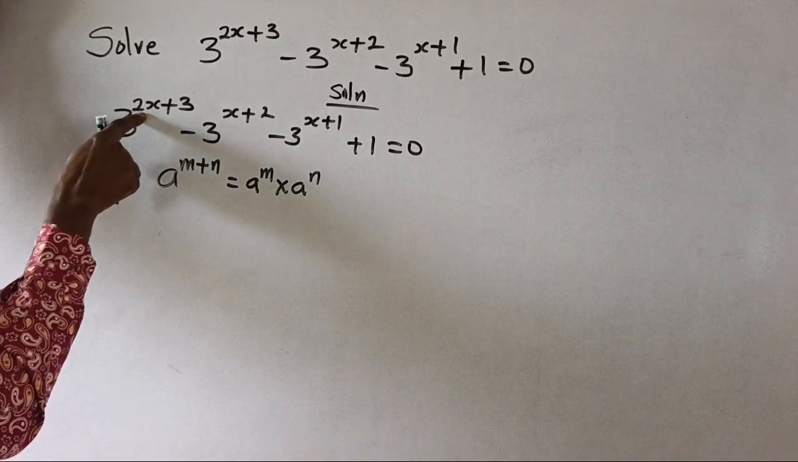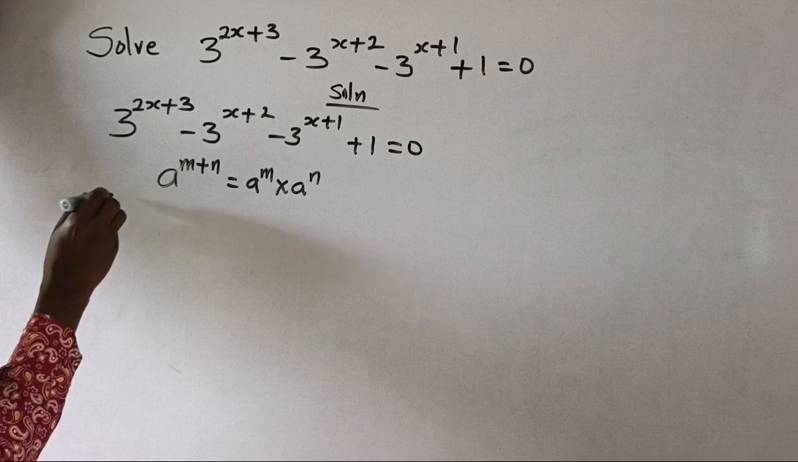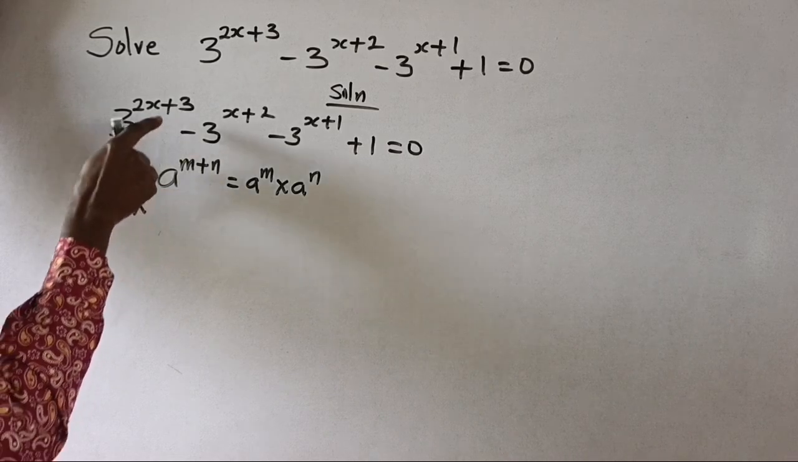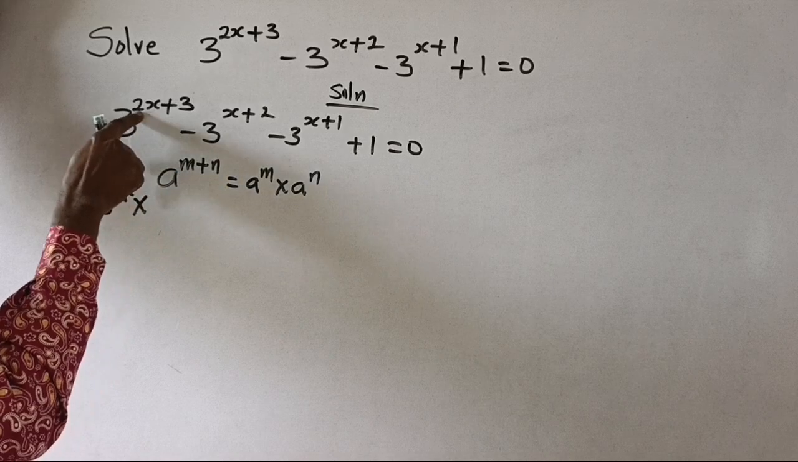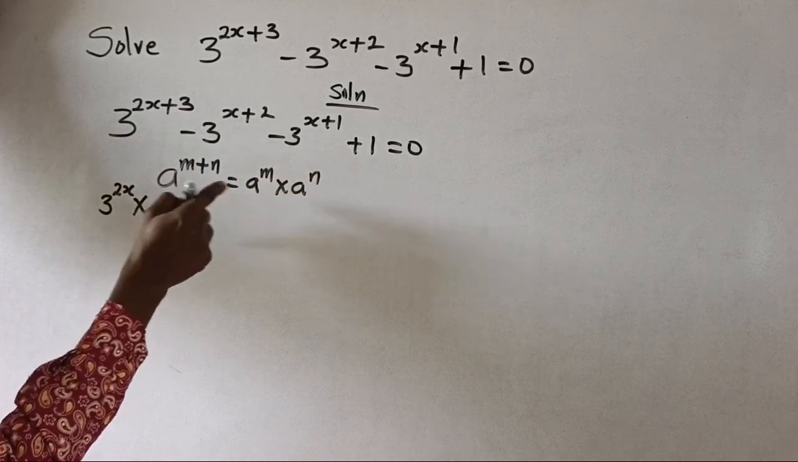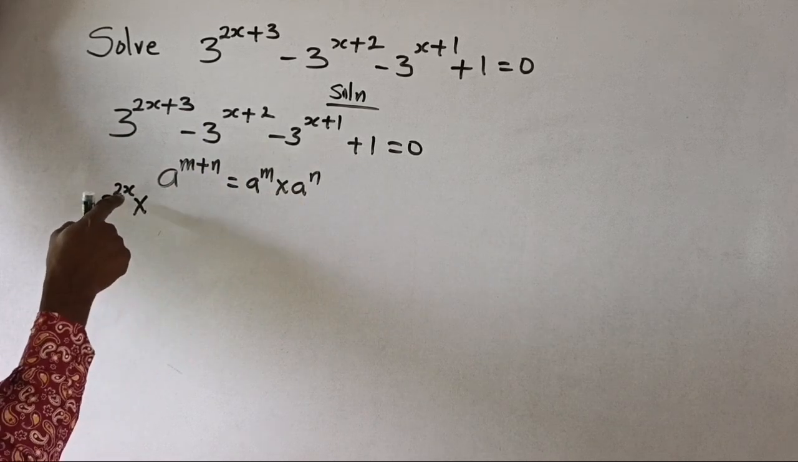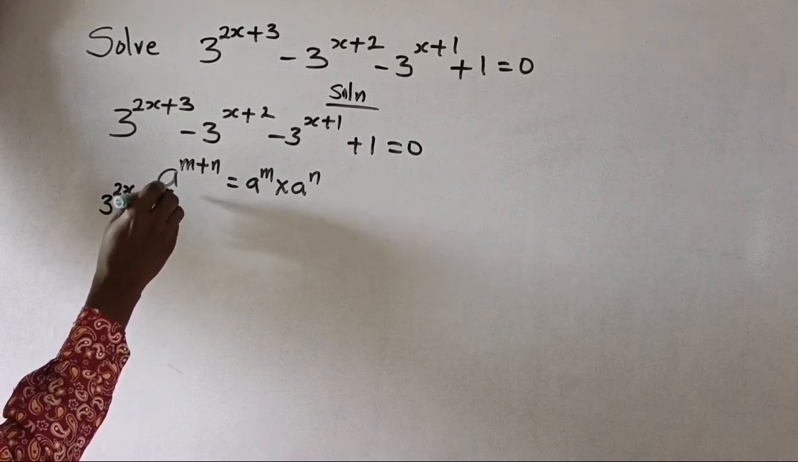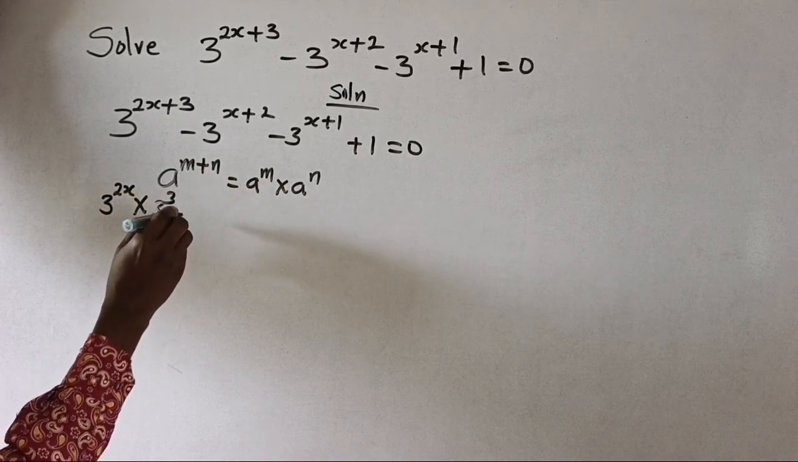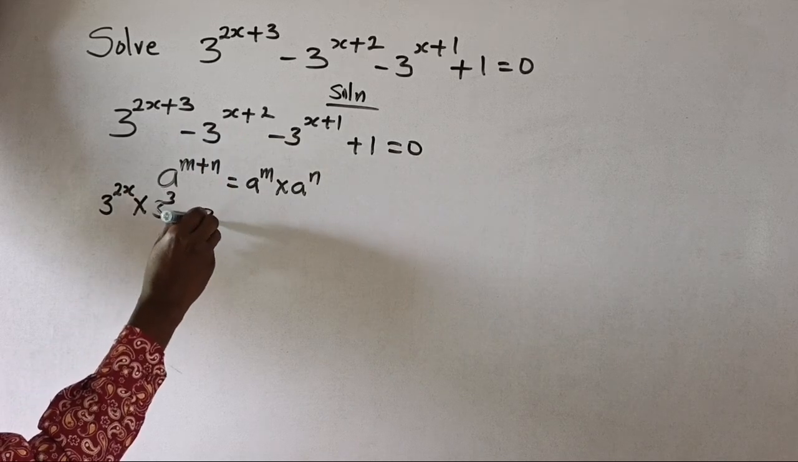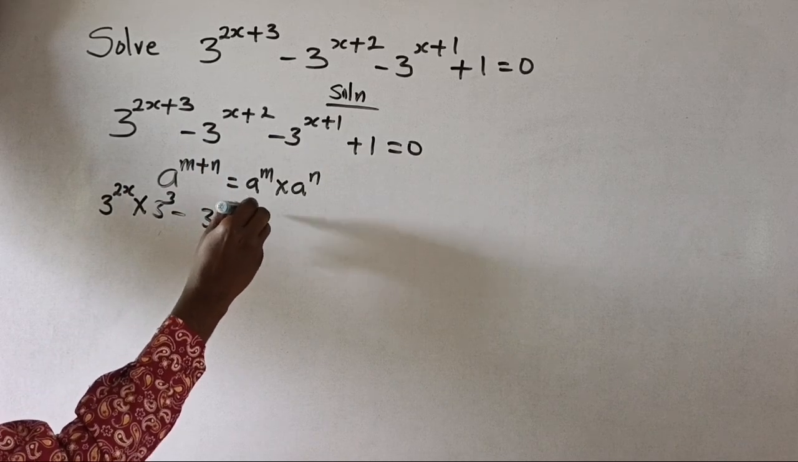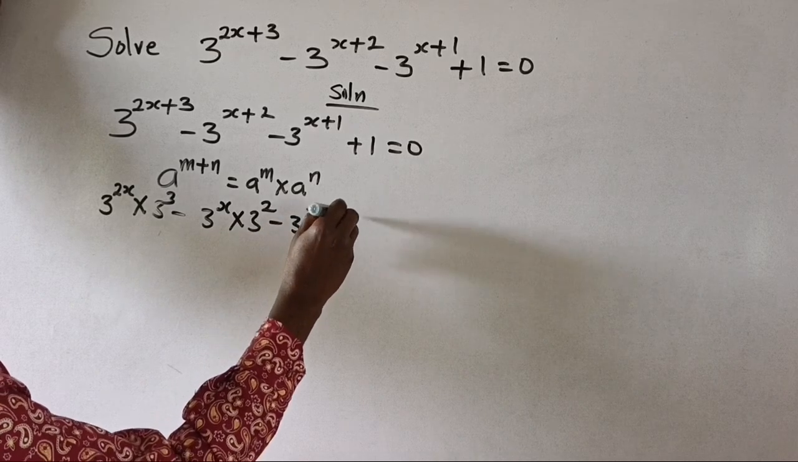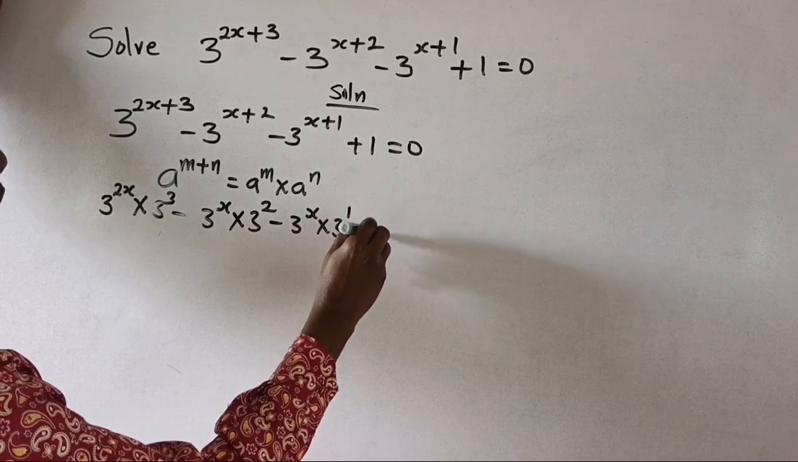So this 3 raised to power 2x plus 3 can be written as 3 raised to power 2x, times 3 raised to power 3. 3 is our base here, m equals 2x, n equals 3. The same thing applies here. We have 3 raised to power x times 3 raised to power 2, minus 3 raised to power x times 3 raised to power 1, plus 1 equals 0.